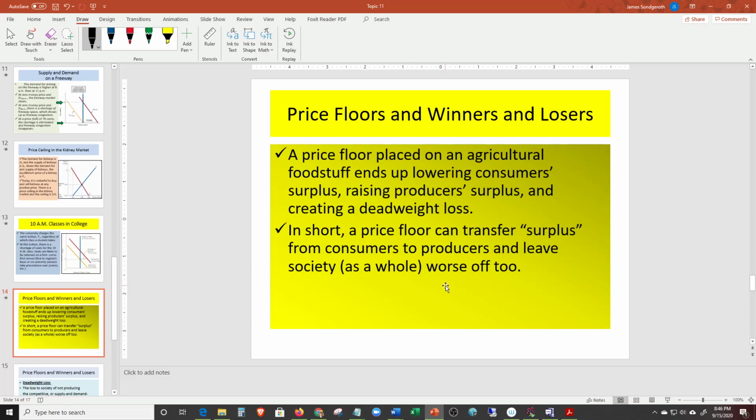Price floors and winners and losers, and here's where we get the agricultural products that I wanted to talk about. A price floor placed on agricultural foodstuffs ends up lowering consumers' surplus, okay? And creates a deadweight loss. So, this is an interesting thing that I wanted to talk about because I wanted to talk about the problem of people being overweight in our country.